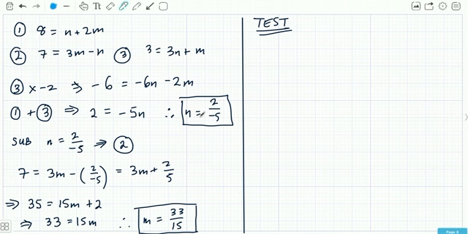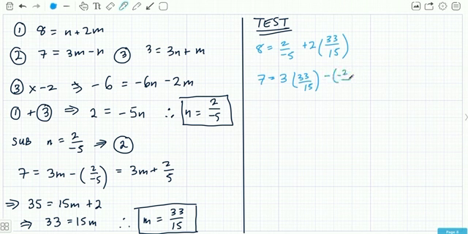So what we're going to do is test these n's and m's everywhere. 8 equals 2 on -5 plus 2 times m. Okay, 7 equals 3 times m. So m was 33 on 15 minus n. And the last one was 3, which was 3 equals 3n plus m. Not very nice numbers.